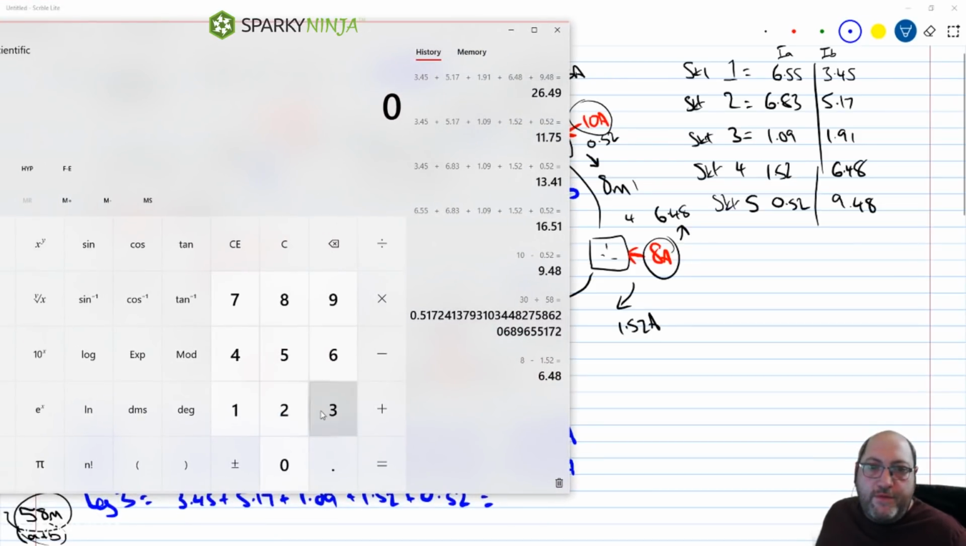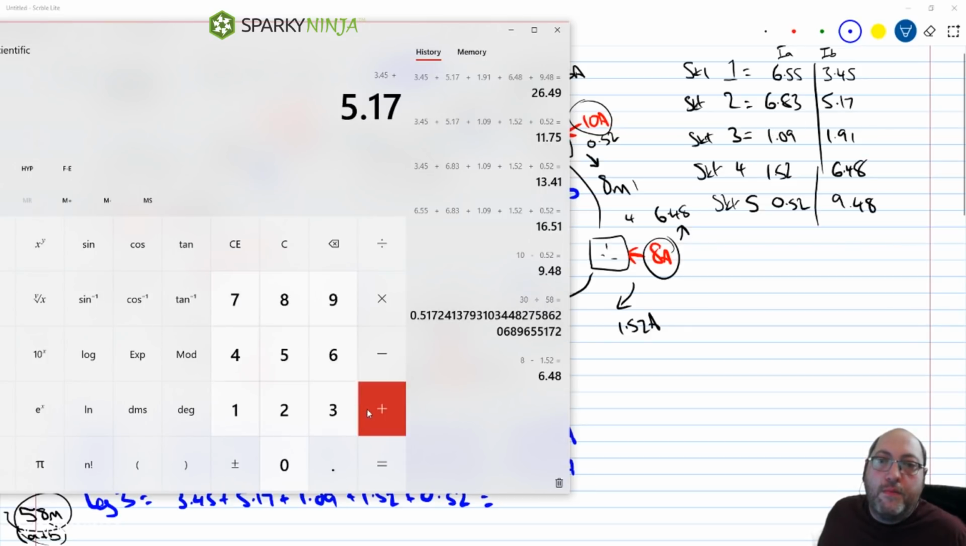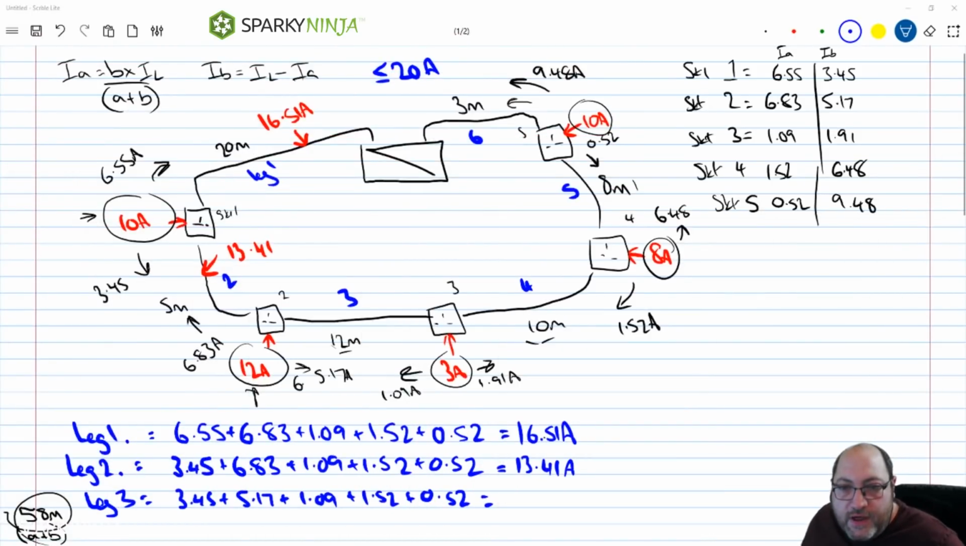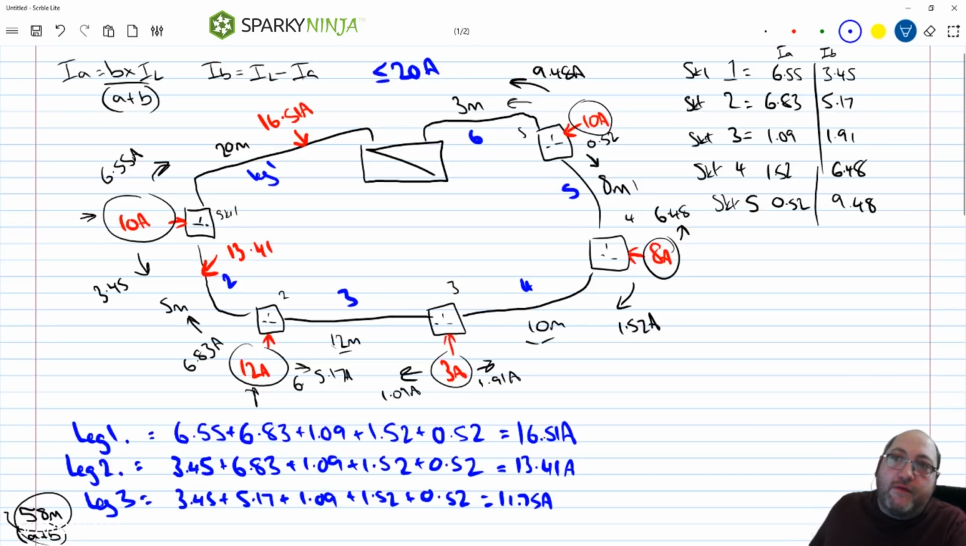So we're going to go with 3.45 plus 5.17 plus 1.09, so we're coming across to the IAs now, plus 1.52 plus 0.52 is 11.75. So 11.75 amps, and that tells me, okay, in the red there, that this leg here has 11.75 amps on it. Alright, leg 4.